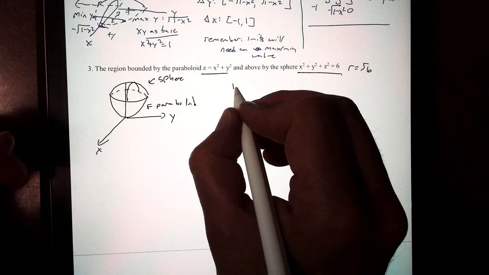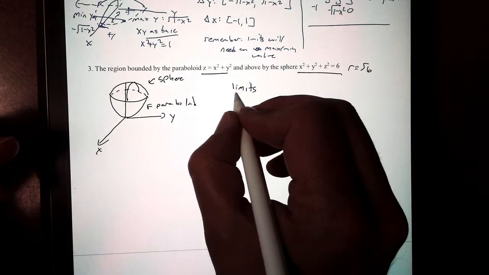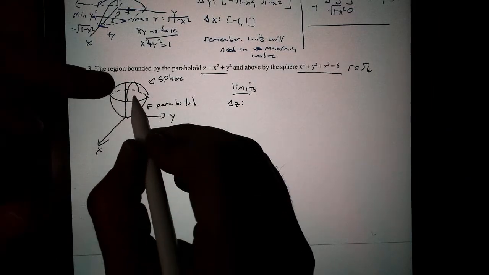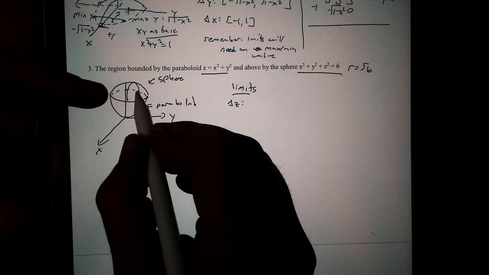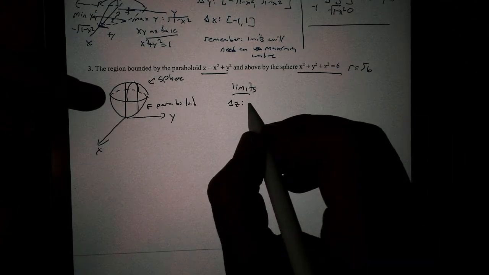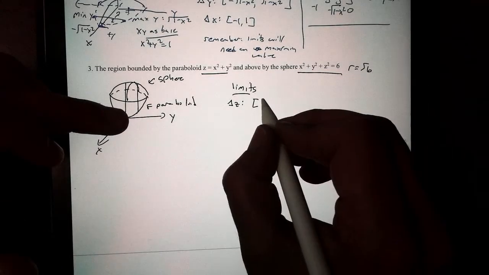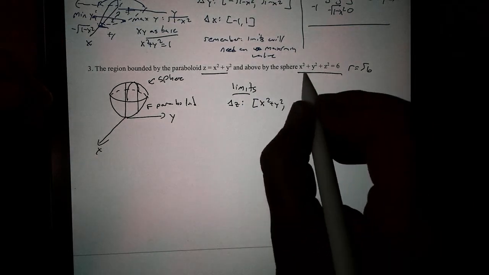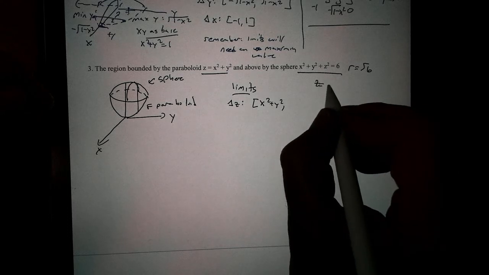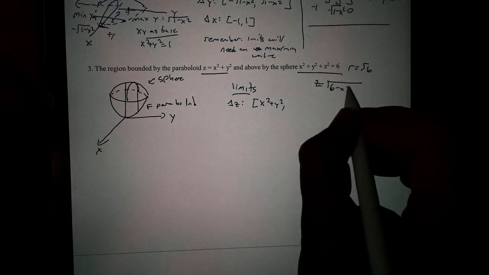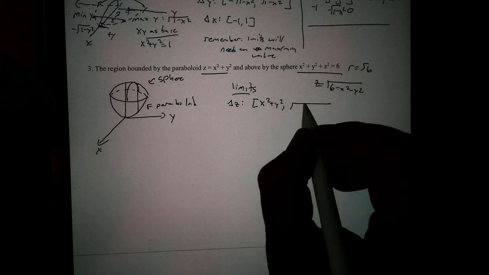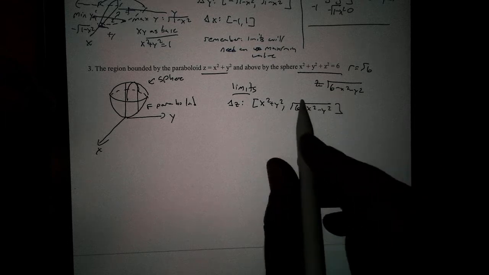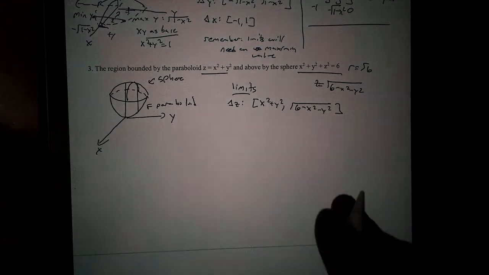The first thing we do to get the volume is go over the limits. I can start with my change in z, because I'm going to look for the bottom, the paraboloid, and on top, the sphere. My bottom is the paraboloid, and it's already in terms of z, so it's x squared plus y squared. The top, I have to solve: z equals the square root of 6 minus x squared minus y squared. When we talk more about polars, this is going to be much easier to integrate.